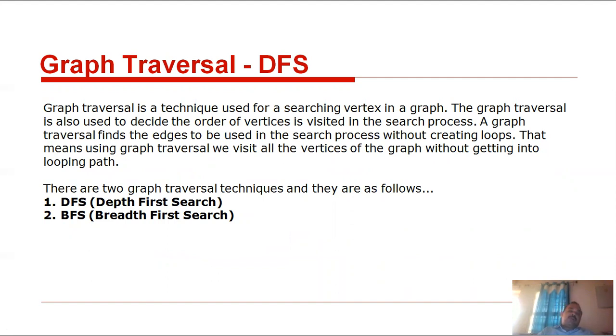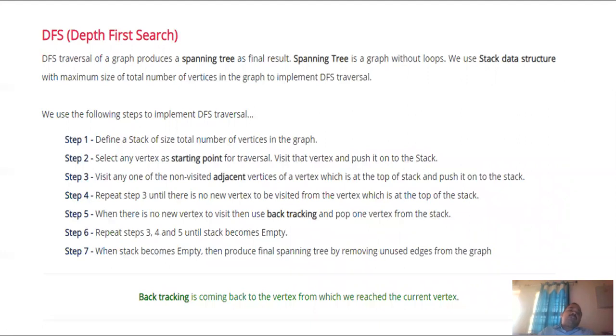There are 2 types of graph traversals. The first one is DFS traversal and the second one is BFS traversal. What is DFS and what is BFS? Depth first search and breadth first search algorithms. This is the depth first search algorithm. In this algorithm, stacks are used. Then stack operations are applicable in this algorithm.